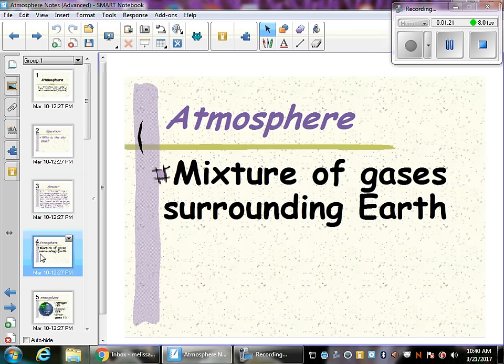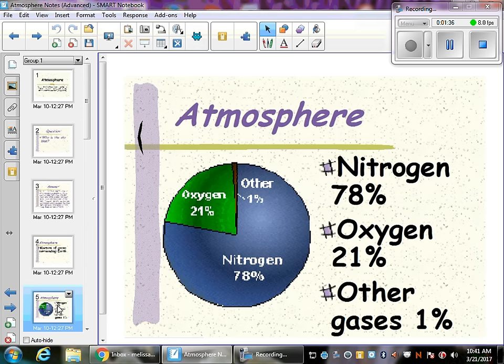The atmosphere is just a mixture of gases surrounding Earth. It is not a pure substance. It is a mixture. You could separate the different gases that make up the atmosphere, so it is a mixture. And it is a mixture of a bunch of different gases, but the most common ones are listed here. It is 78% nitrogen and 21% oxygen.